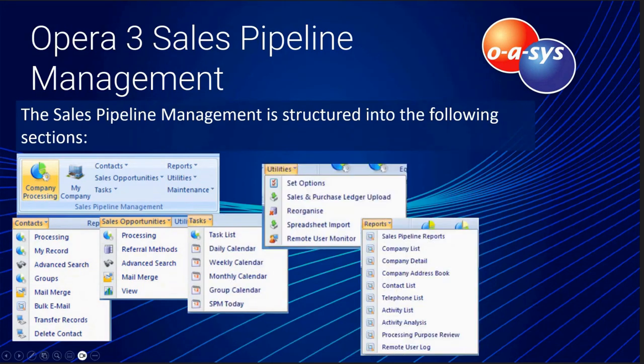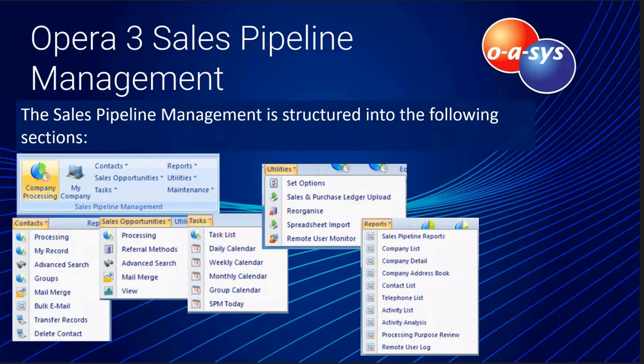The tasks area, sorry, I'm jumping ahead there. The tasks section includes a number of different views that allow you to see the tasks and activities planned in SPM. The report section provides listings of records maintained in the SPM application. As you can see from there, there are things like your company lists, company details, contact lists, telephone lists, etc. for you to look at.